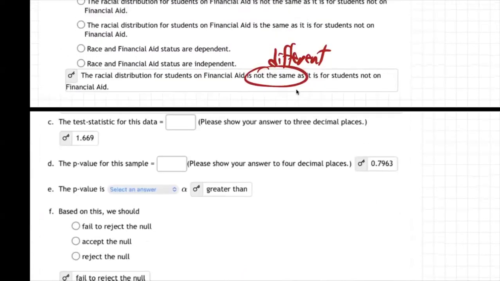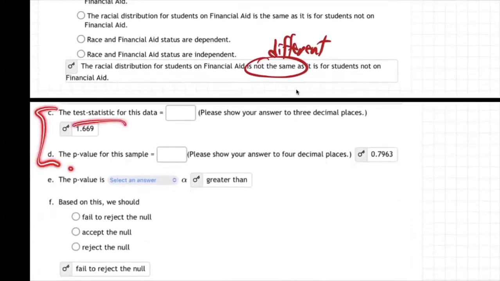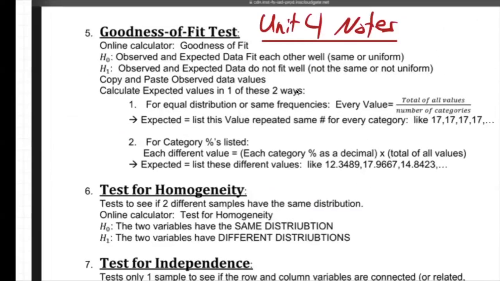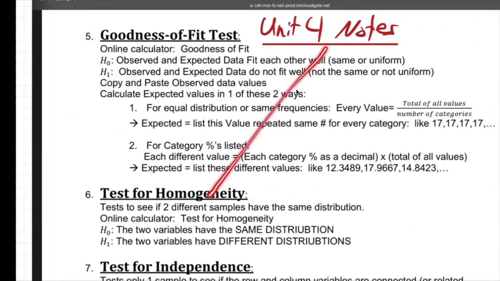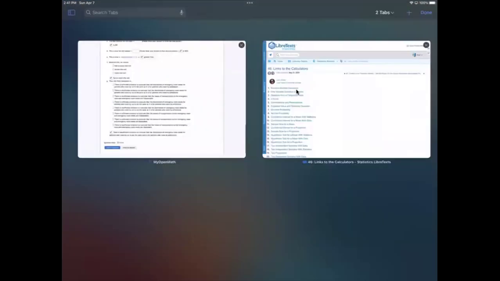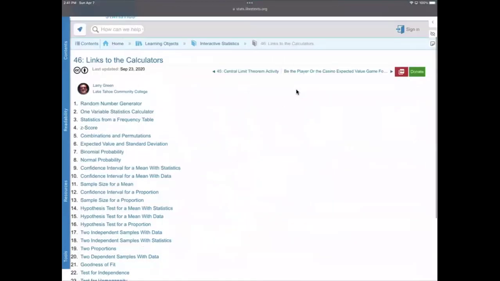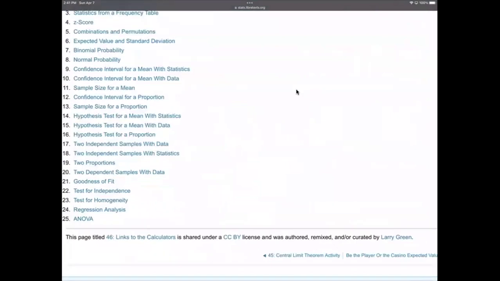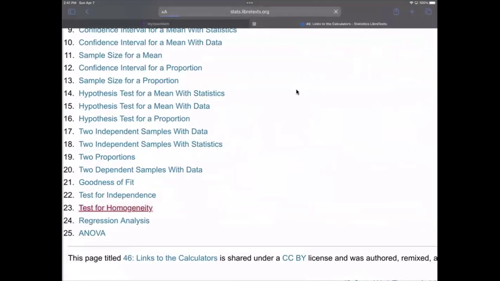Now it's time to go to the online calculator. We've got to get C and D, which is test statistic and p-value. So where are we going to go? Well, coming down again to the unit 4 notes, it tells us where we're going to go. Online calculator, test for homogeneity. No big surprise there, huh? So off we go. Here it is. What number is it? 21? 20? No, it's goodness of fit. 23. See down there, 23, test for homogeneity. Make it a little bigger. Click on that.